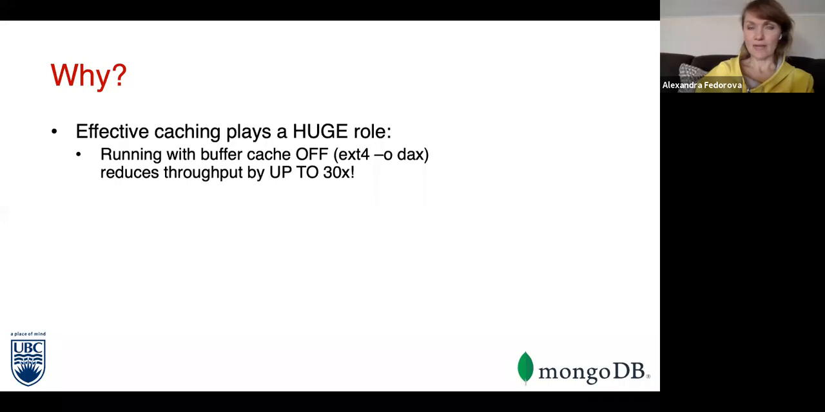If we ran without the buffer cache, so if we use ext4 with the DAX option, so direct access, the throughput reduces by up to 30 times. So there are many factors in play here. We're using a complex software system with lots of threads. We're doing lots of things in addition to just accessing storage, but caching plays a crucial role here.